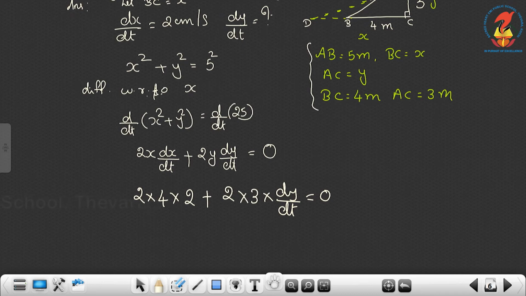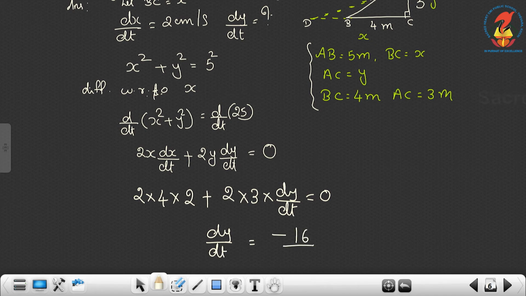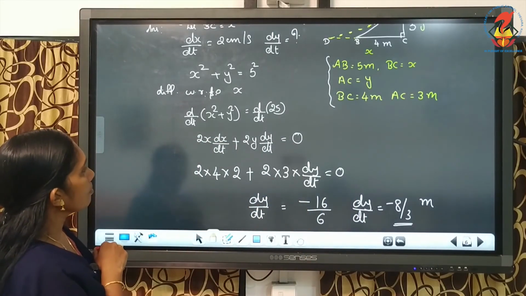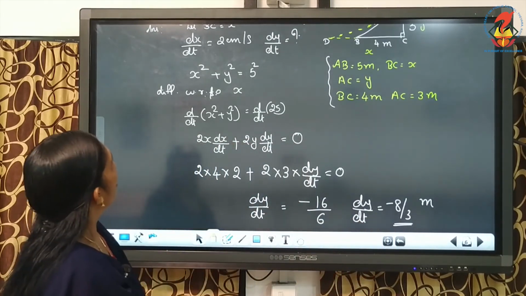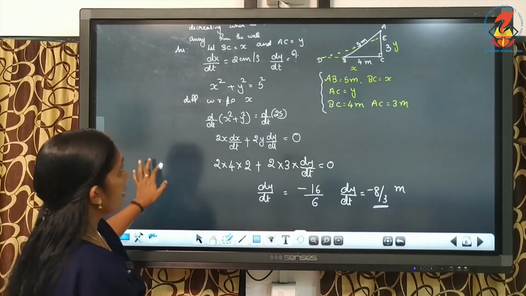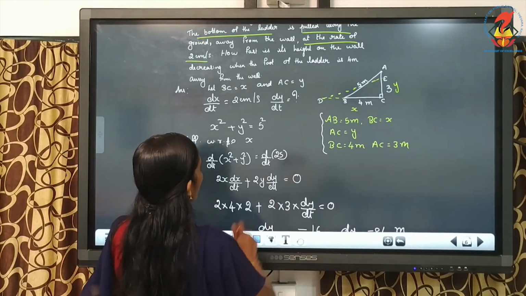So what is dy by dt? Dy by dt is equal to minus of 4 2s are 8, 16 by 6. Can we reduce that? Minus 8 by 3. And what is the unit? dy by dt. Y is in meter. Okay, y is in meter and this one is in, sorry, I didn't convert its meter to centimeter.